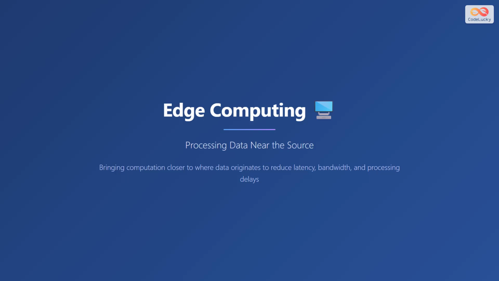Welcome to Understanding Edge Computing. Edge computing is a technology that brings data processing closer to where the data is actually created, instead of sending everything to distant cloud servers.